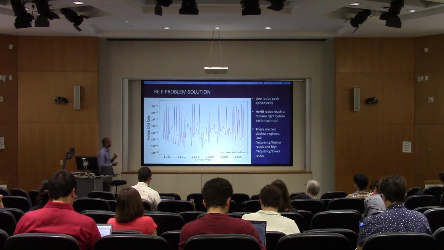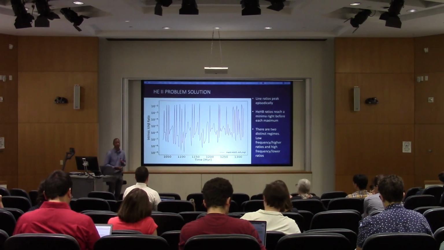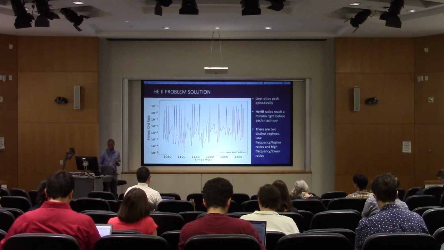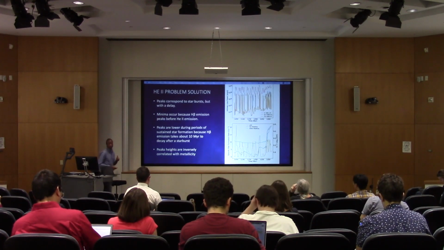But this is just the ratio, and this doesn't really explain it. What you see right before each one of these peaks is a minimum. And the reason you see a minimum before a peak is because this is a ratio, and it means that something's happening to H beta right before something happens to He II. And it's exactly what I saw.